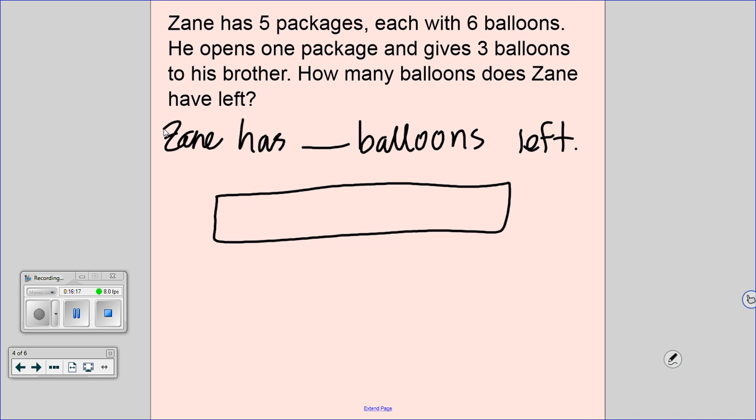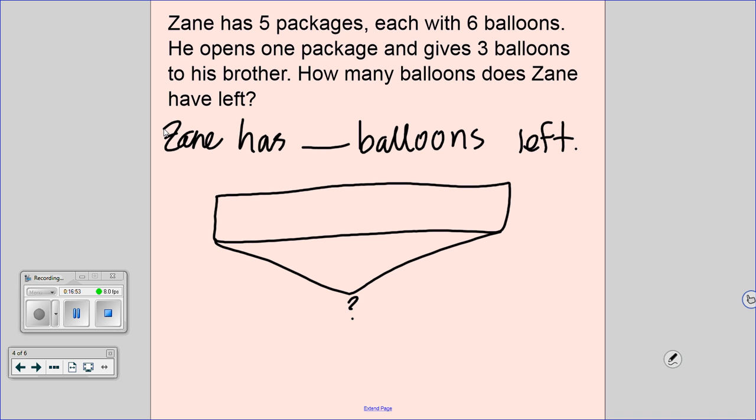Do I know the total number of balloons? No. You sure? We do know the total balloons he has. Are you sure? Be sure. That's what you're hearing. Do I know the total number? Does it say he had 16 balloons? No. No, I do not know my total. I know some things though. What do I know? Ava, what's one thing that I know?